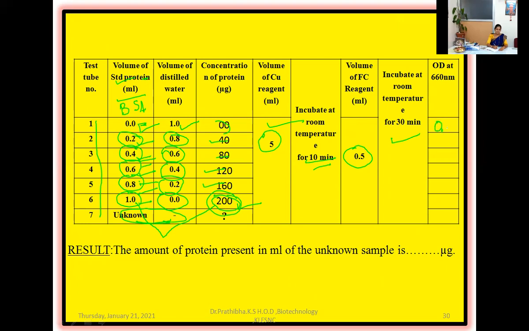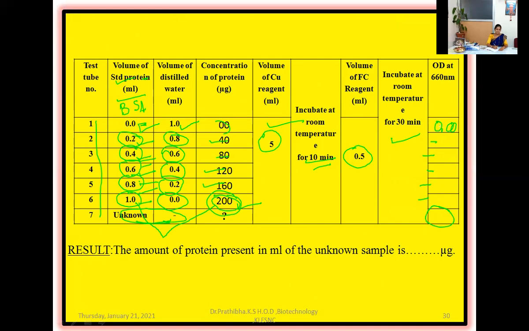The first one will always be a blank. You'll adjust the instrument, the colorimeter, to 0. Then the second OD you'll take, then the third, then the fourth, fifth and sixth OD, and this will be the unknown. Whatever OD you get, you are going to plot on the standard graph.